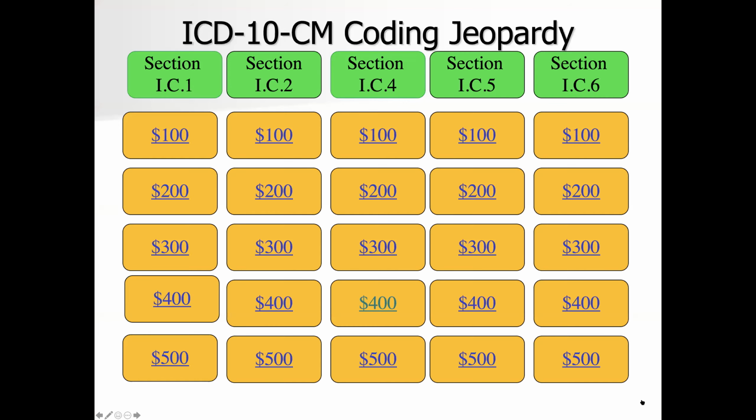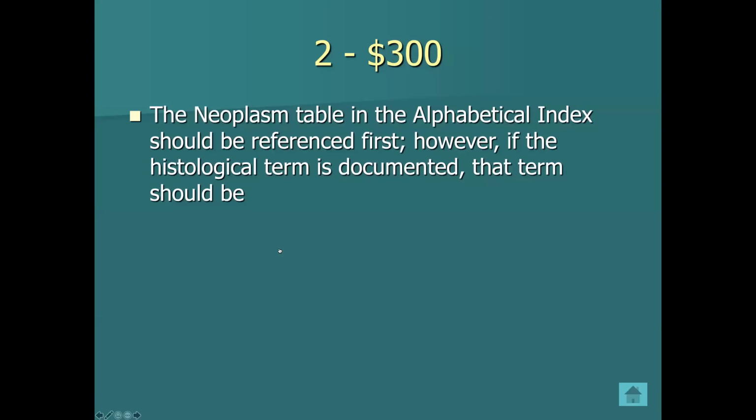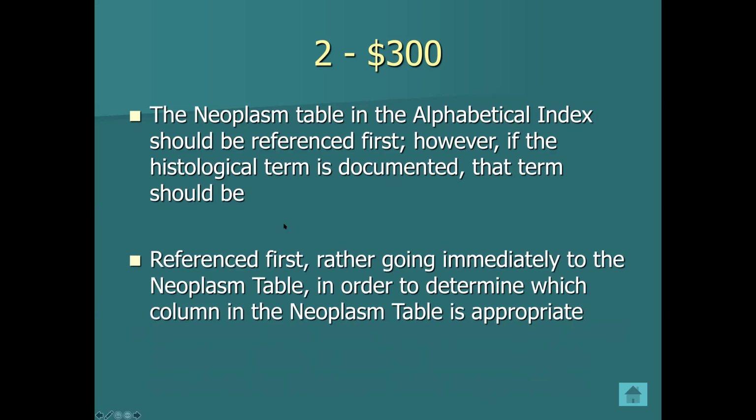Next up, Destiny, which category would you like? I'll go section 2, 300. The neoplasm table in the alphabetical index should be referenced first. However, if the histological term is documented, that term should be referenced first. What is reference first? That is correct for Destiny. All right, next up, back to Lisa.